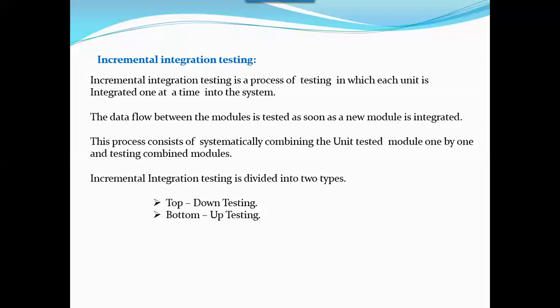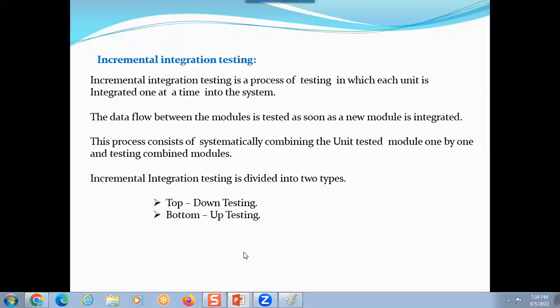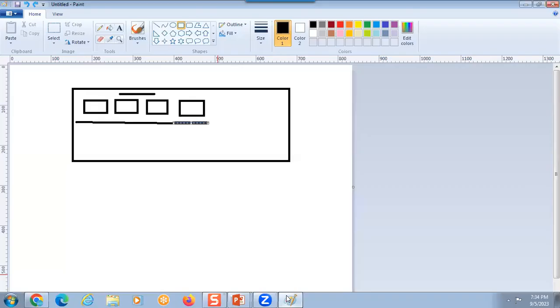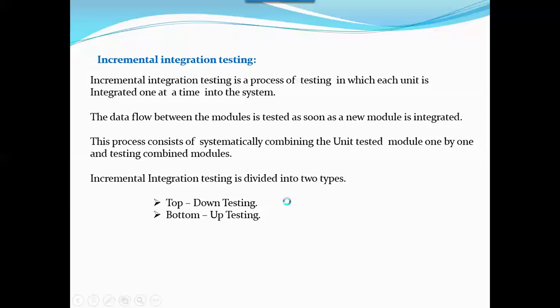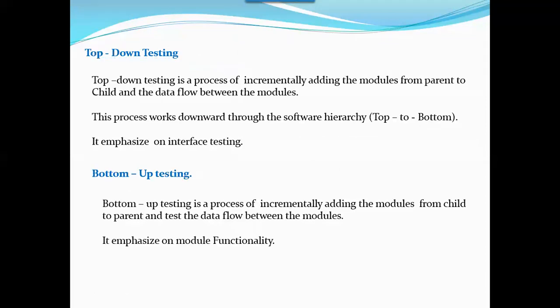From the parent to child. Suppose you have the parent link. From the parent link, we are adding what? The child link. So whether these two links are communicating properly or not, we need to check. That kind of testing, we can call it top-down testing. What is bottom-up testing? Vice versa, reverse. From the child to parent, whether it is working properly or not, we need to check.